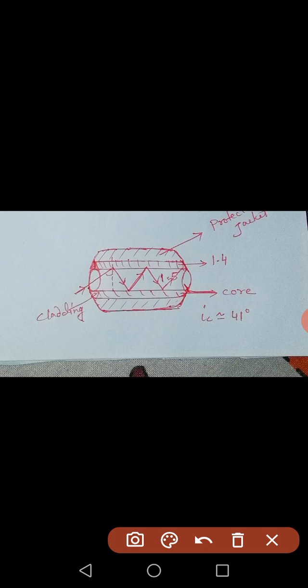Then around that core, there is another coating, that is cladding, this part and this side, this is the cladding. The refractive index of the cladding material is nearly 1.4, and above that another coating is there, that is called the protective jacket. It is not clear here, but you can write it as protective jacket or protective sheath. This protective jacket or sheath protects the optical fiber from any external factors.